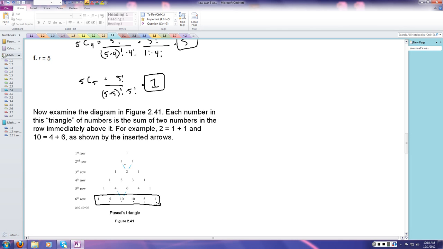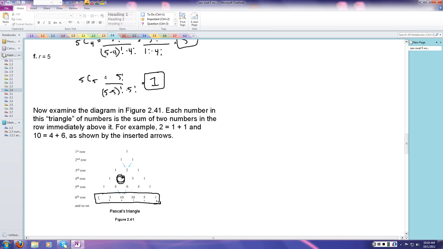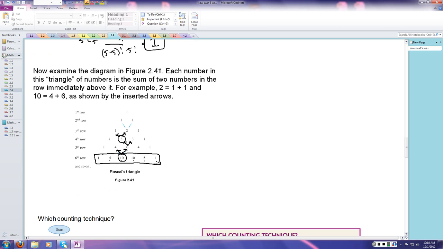So you notice that this 3 comes from adding 1 plus 2. This 2 comes from adding 1, 1. This 3 comes from adding 2, 1. This 6 comes from adding 3 and 3. This 10 comes from adding 4 and 6. So if I wanted to do the next row, I would always have a 1, 6, 15, 20, 15, 6, and 1.